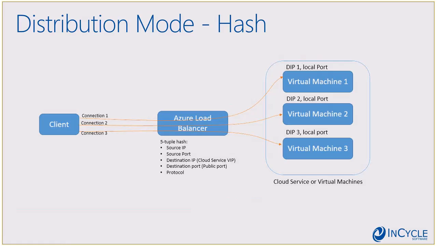Let's talk a little bit about the distribution mode. There are two types of distribution modes that are supported with the Azure load balancer. The first one that we're looking at here is what's commonly known as the 5-tuple hash. It's going to look at these 5 tuples: your source IP, your source port, your destination IP, which is going to be your cloud service VIP, your destination port or your public port, and your protocol. And it's going to use that hash algorithm to redirect a client connection to a specific endpoint and thereby a virtual machine. Again, keep in mind, this is not round robin, but it's more of a network communication session that's sticky.